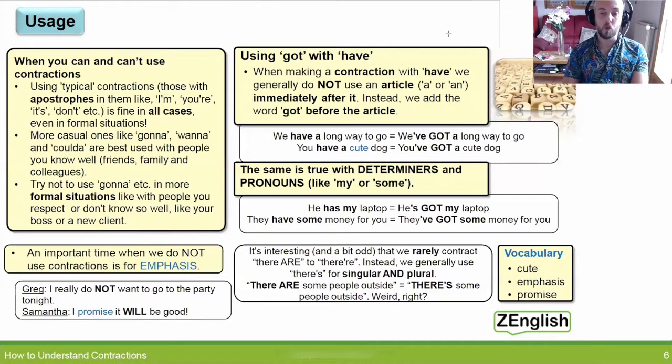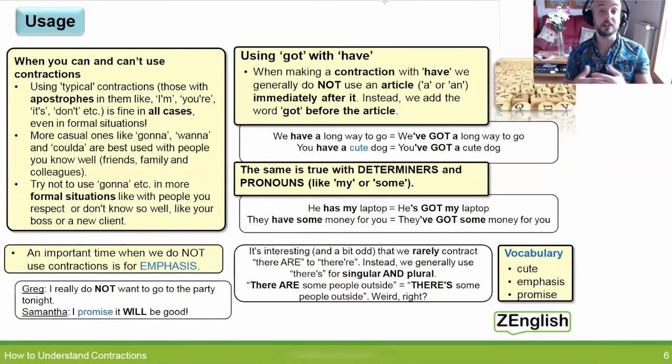The same is true with determiners and pronouns, as we can see below, like my or some. Again, let's take a look at that in some sentences. He has my laptop. Again, let's contract he has to he's. But, of course, we need to add the word got in. He's got my laptop. They have some money for you. I want to contract they have to they've. So again, I need to put got before the word some. They've got some money for you.